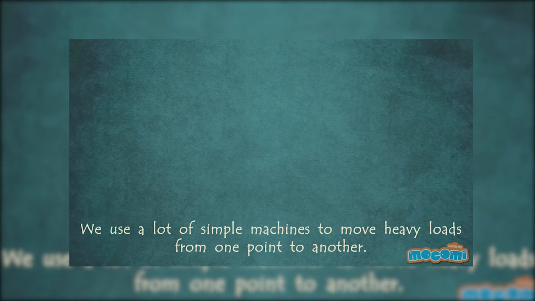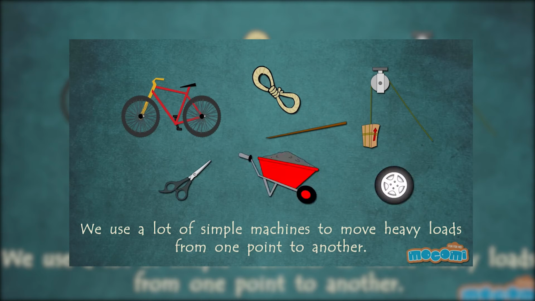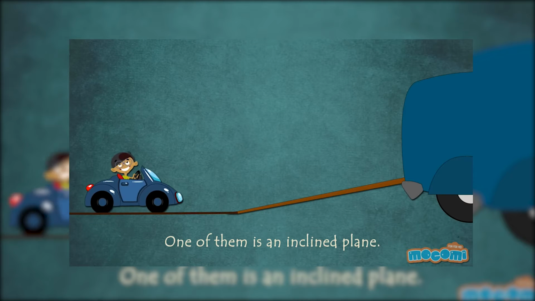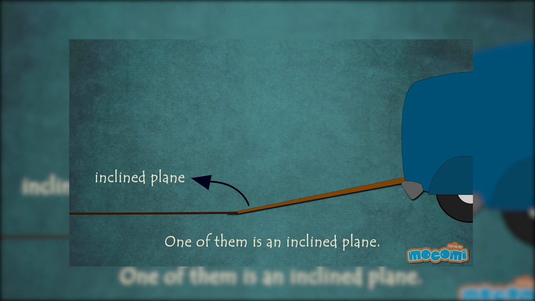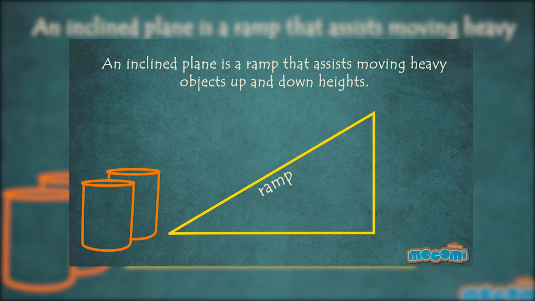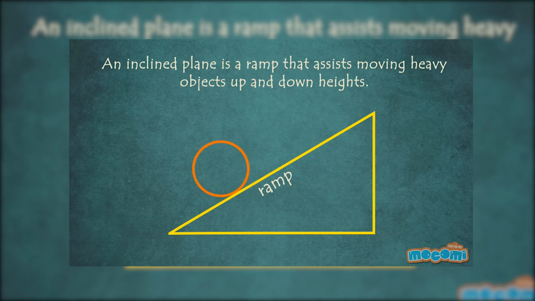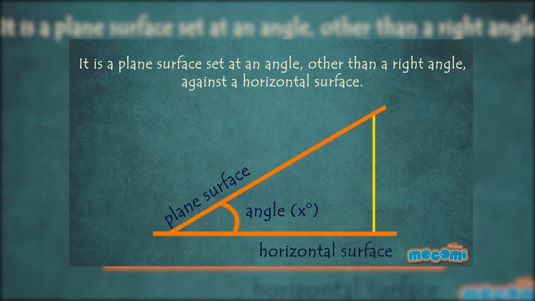We use a lot of simple machines to move heavy loads from one point to another. One of them is an inclined plane. An inclined plane is a ramp that assists in moving heavy objects up and down heights. It is a plane surface set at an angle, other than a right angle, against a horizontal surface.